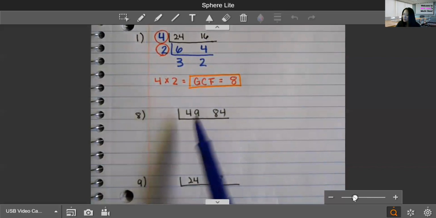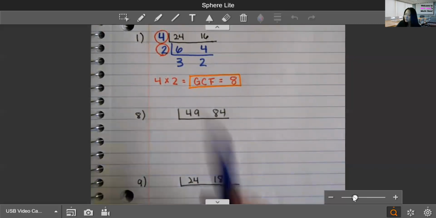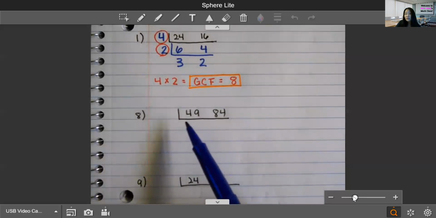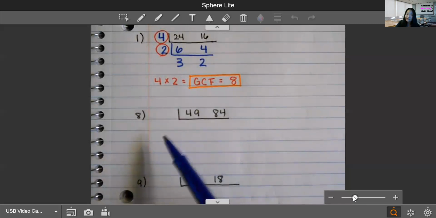Or you can think of some common factors of 49 and 84, and then just ask yourself, would it go into both? Which is the strategy that I am actually going to take. And the reason is because 49 doesn't have too many factors. The only factors of 49 are 1 and 49, and hopefully you realize 7.